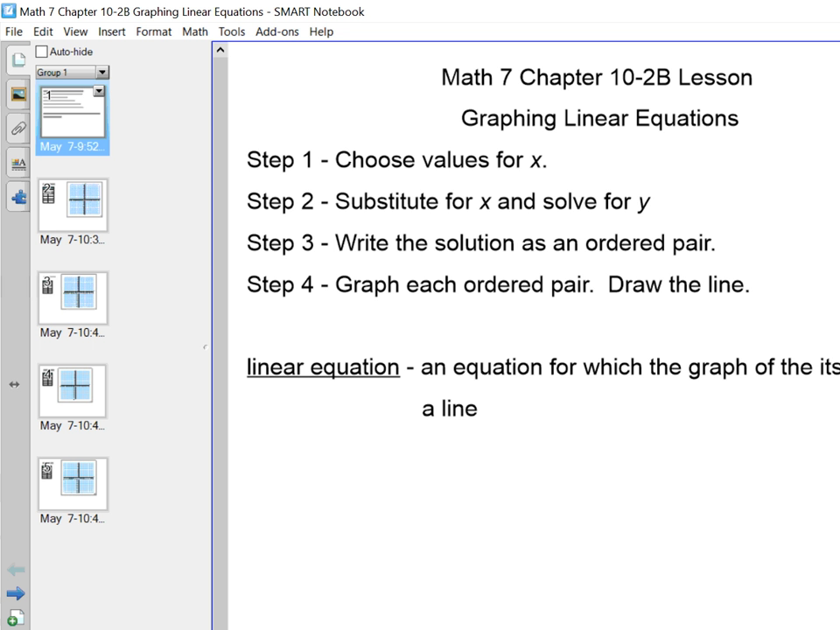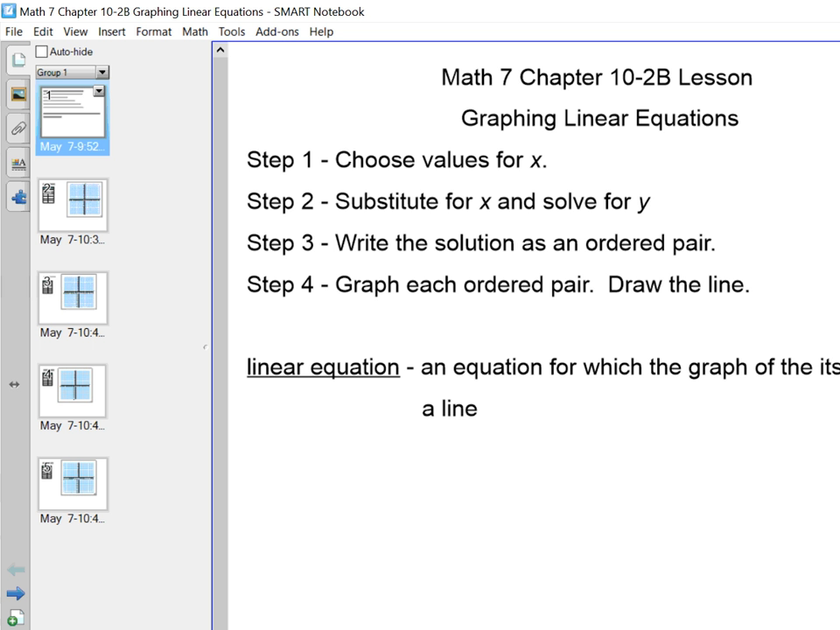We can write the solution as an ordered pair, although to be honest with you, after a while, you probably won't need to necessarily write out the ordered pair. And then in step 4, we are going to graph the ordered pair, and we are going to draw the line, kind of like connect the dots.